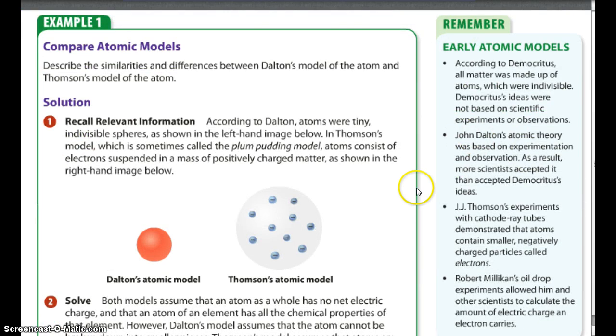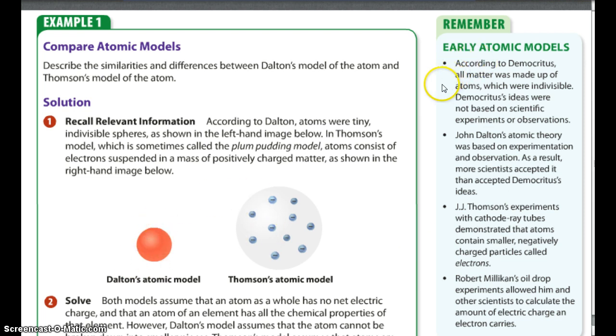All right, so big difference here. Dalton versus J.J. Thomson. J.J. Thomson, remember, said it looked like plum pudding, and so these were the little raisins in the pudding. It was a whole big mess of positively charged matter with some negative pieces in between. Dalton, on the other hand, thought the atoms were just a sphere, so the same all the way throughout.